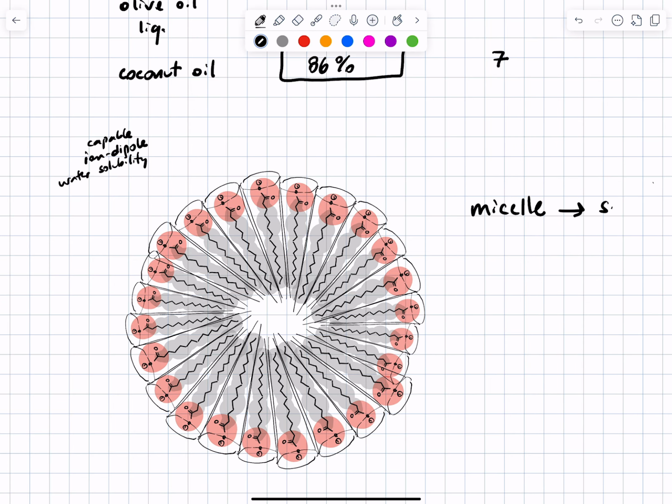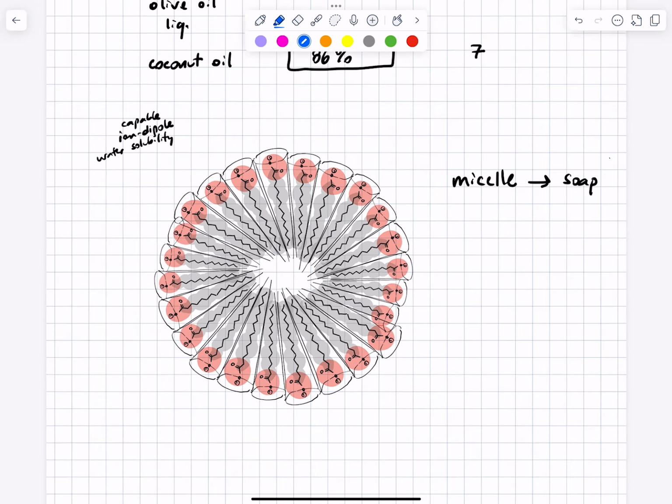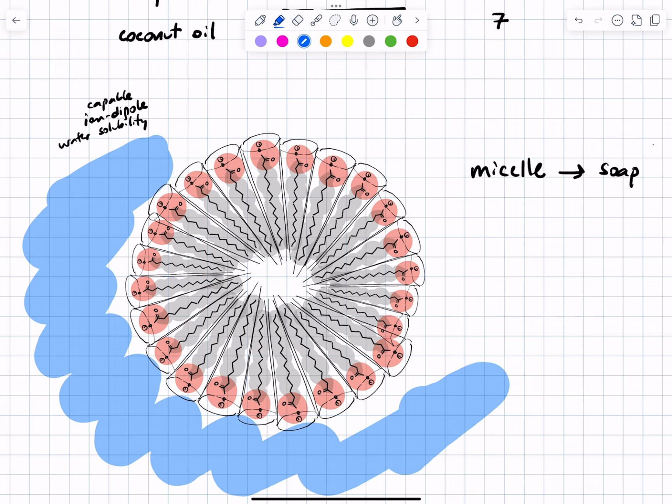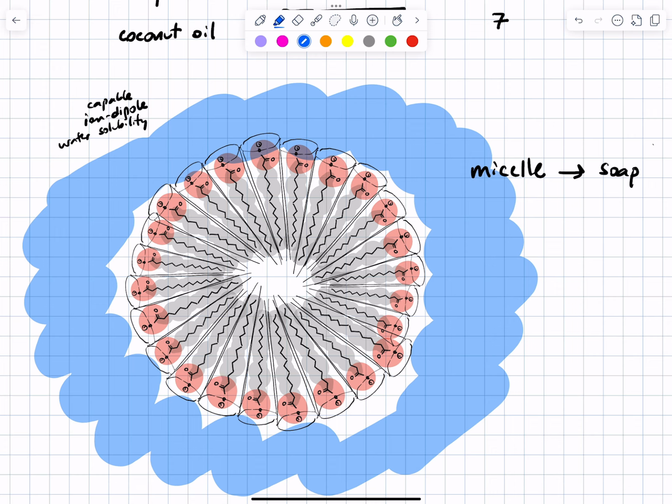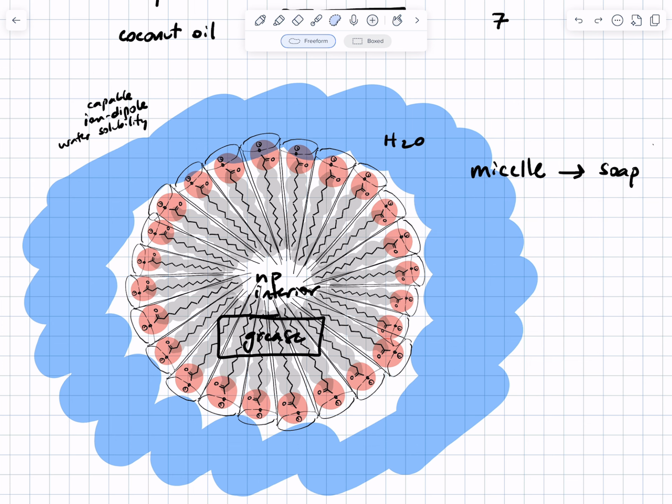And this is how soap works. So on the exterior of the micelle, you've got water, which I'm representing with blue, because why not? The polar head groups are okay interacting with water, but then you have this nonpolar interior. I'm not going to attempt to draw a grease molecule. We'll just say if you have grease, that gets packaged in the interior of the micelle and is suddenly water soluble where it wouldn't be before.